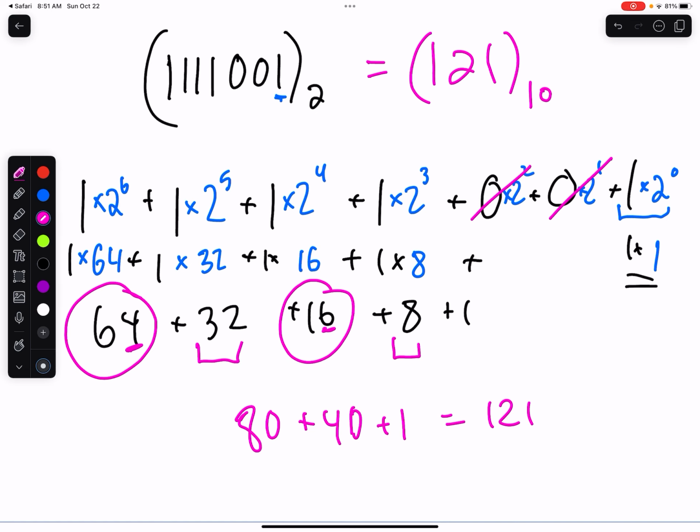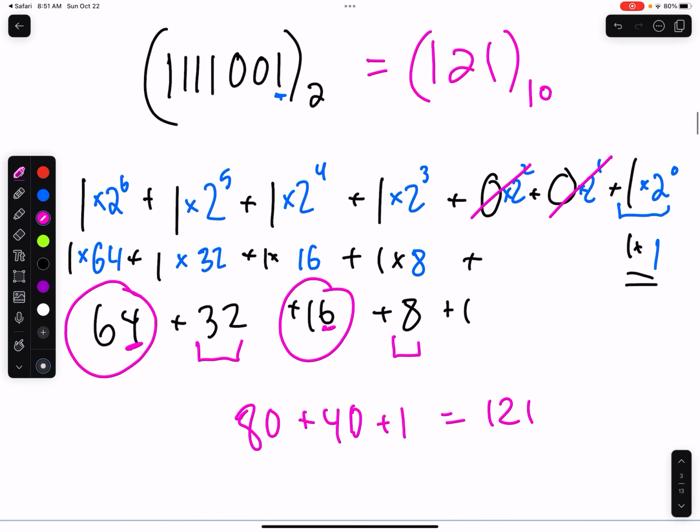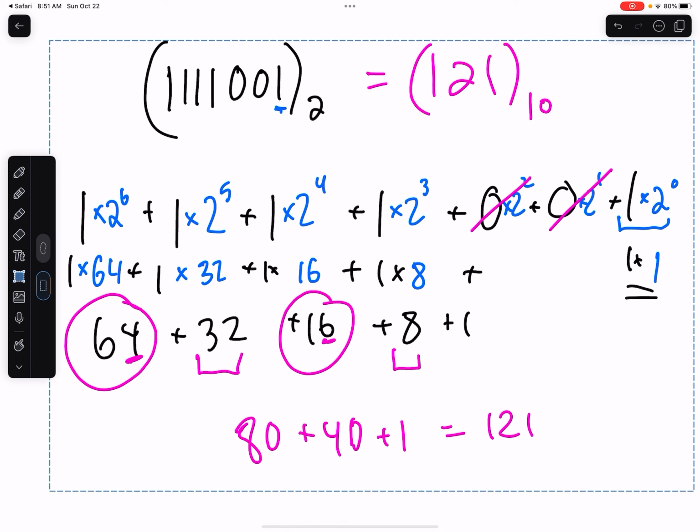All right, let's do one more example here, just to make sure that it's making sense. Okay, so again, we're going to go from binary to decimal. This example, let's have it be 1101. Now this is in base 2. We're going to convert this to decimal.